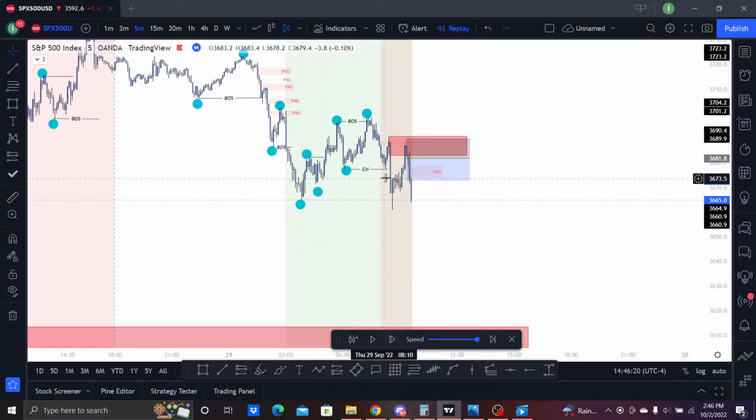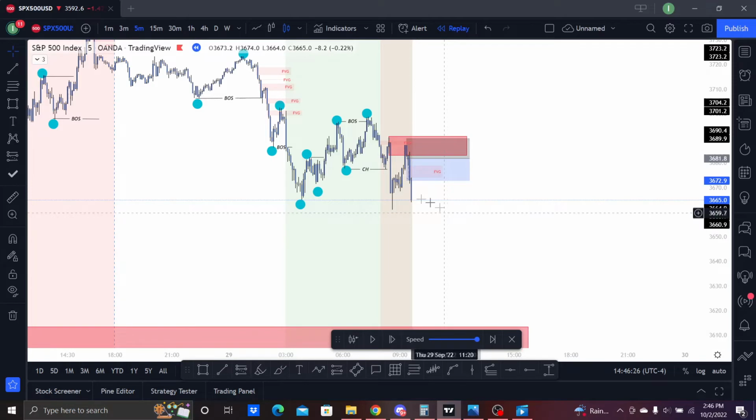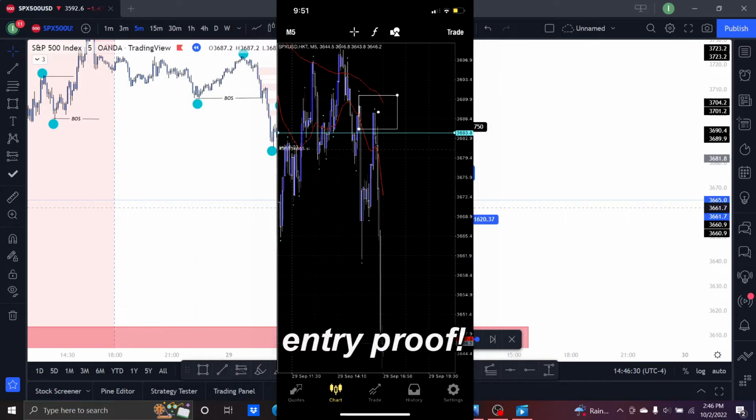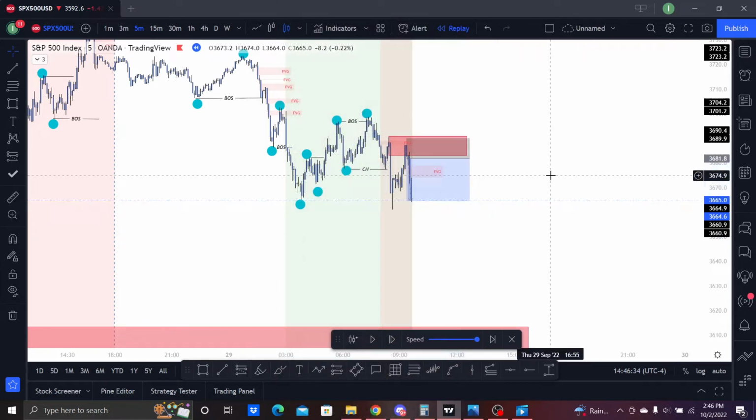So our 1-to-1 gets hit. As soon as my 1-to-1 got hit, I moved my stop to break even, and I made the trade risk free. I also took some partials right around here as well, and then my next target was immediately down here for 2R, which got hit, and I secured even more of the trade, and then I ended up leaving runners.